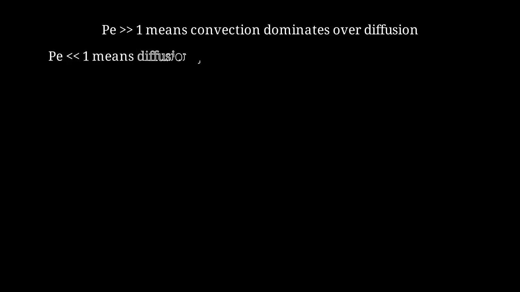To quantify when memory effects are important, we introduce another dimensionless number, the Péclet number for surfactant transport. The surfactant Péclet number is UL over D sub S, where U is the flow velocity, L is a characteristic length, and D sub S is the surfactant diffusion coefficient. When the Péclet number is much greater than 1, convective transport of surfactants dominates over diffusive relaxation.